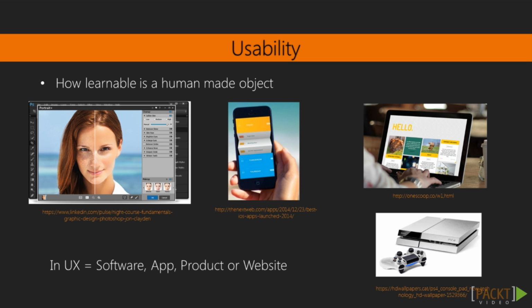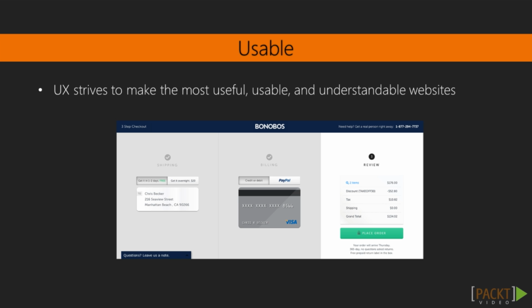Usability refers to how learnable a human-made object is. That object can be a software app, a website, or a product. Usability becomes a factor in what a user experience designer produces, and we are judged upon how learnable and usable our solutions are. Usability is a challenging aspect of user experience design because of the scale of our users' age, familiarity with technology, and intellectual level. We have to consider our users' goals and make our systems the most useful for that implied goal.